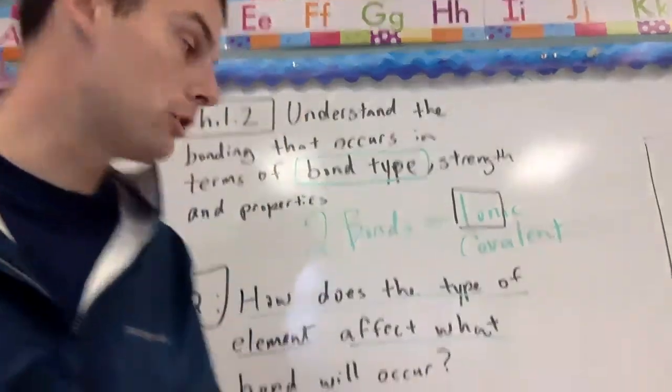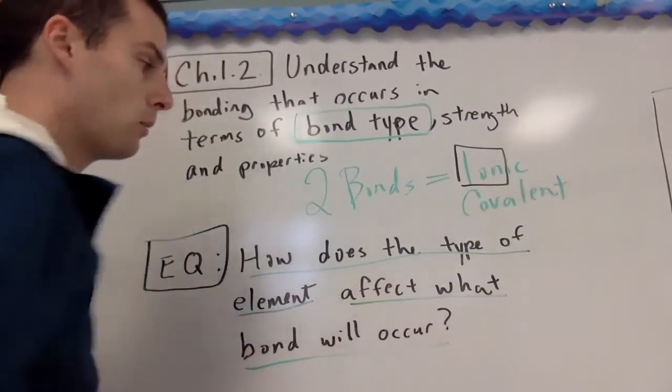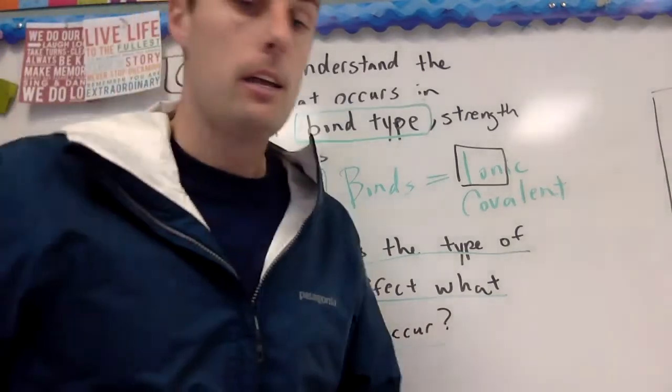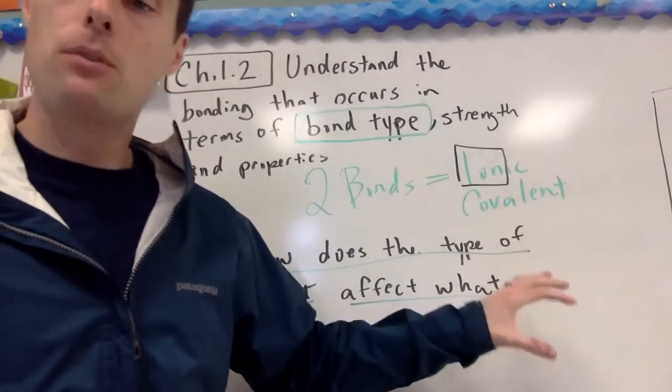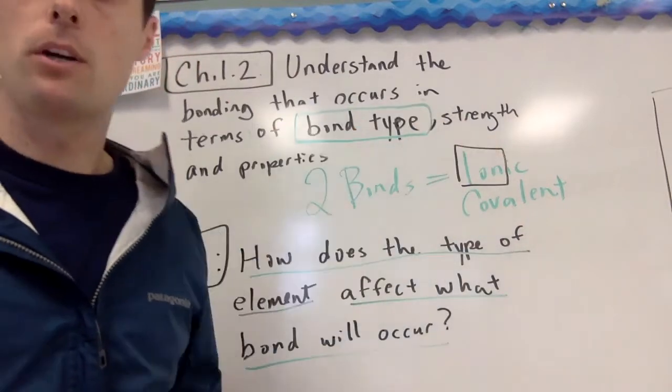All right, so our essential question once again is how does the type of element affect what bond will occur? Okay, so I'll give you two elements and you will say, okay, you know what? It's an ionic bond or it's going to be a covalent bond.